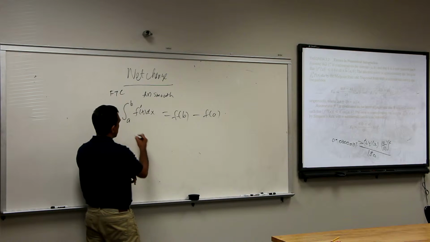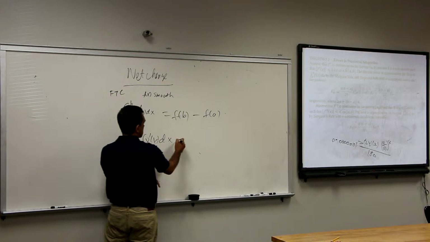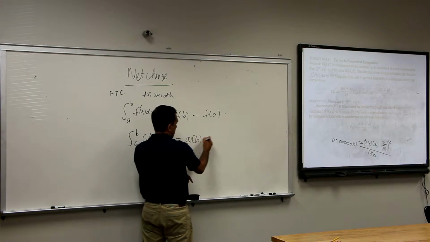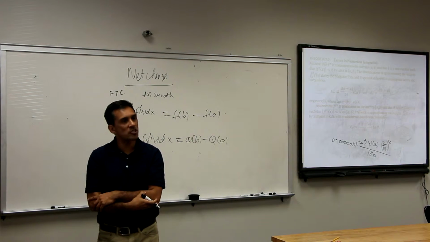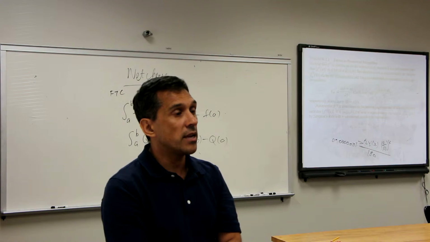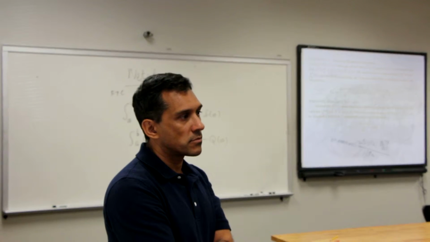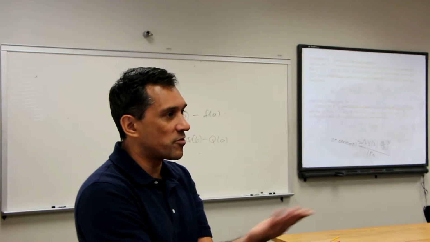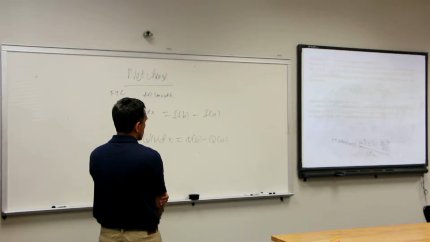So sometimes you write it like this: the integral from a to b of q prime of x dx is q of b minus q of a. If you want to know the change in a function q over an interval a to b, integrate the derivative of q from a to b. That will tell you how q changed over the interval.